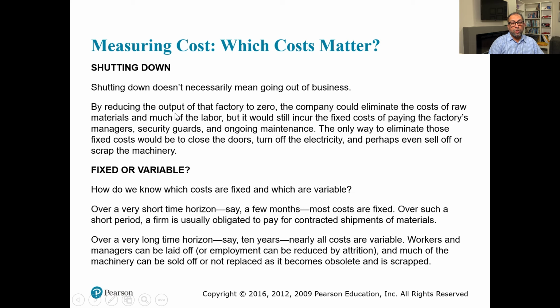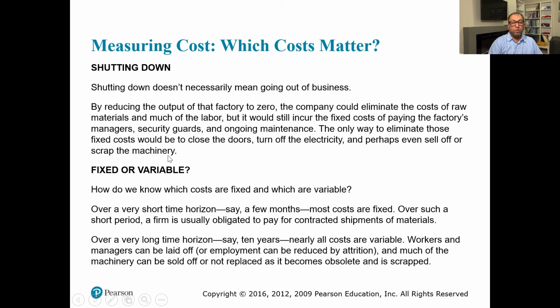By reducing the output of that factory to zero, the company could eliminate the cost of raw materials and much of the labor. But it would still incur the fixed cost of paying the factory's managers, security guards, and ongoing maintenance. The only way to eliminate those fixed costs would be to close the doors, turn off the electricity, and perhaps even sell off or scrap the machinery.